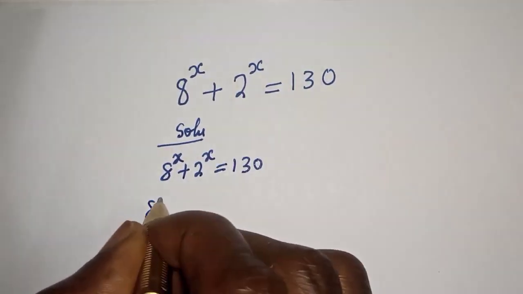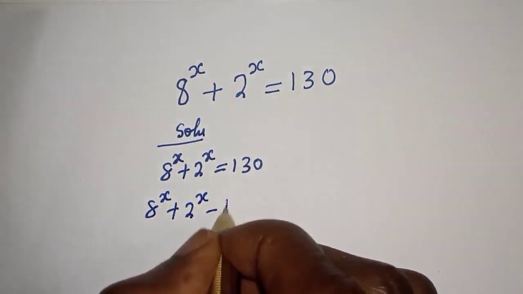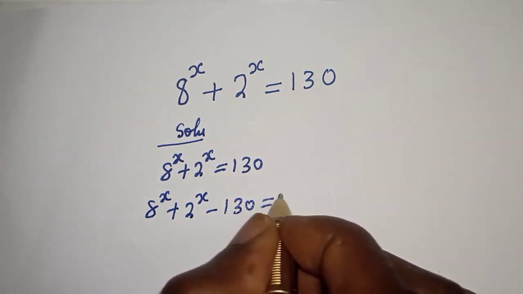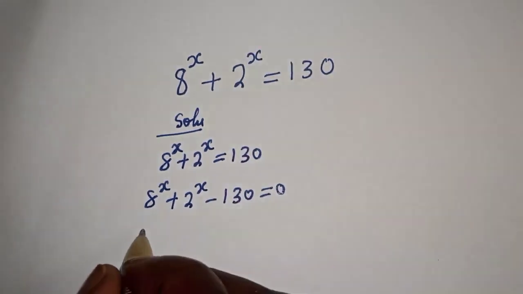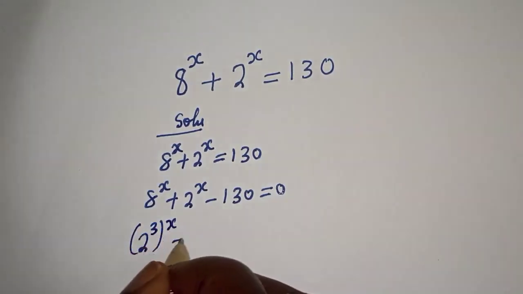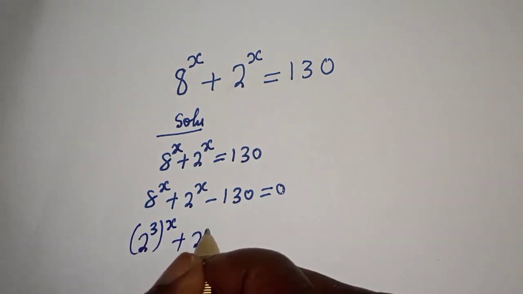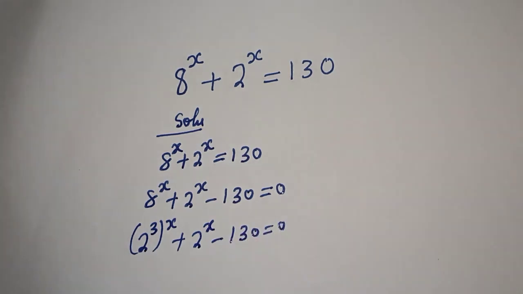Then 8 raised to power s plus 2 raised to power s minus 130 is equal to 0. 8 raised to power s can be written as 2 raised to power 3 to the power of s, plus 2 raised to power s minus 130 is equal to 0.